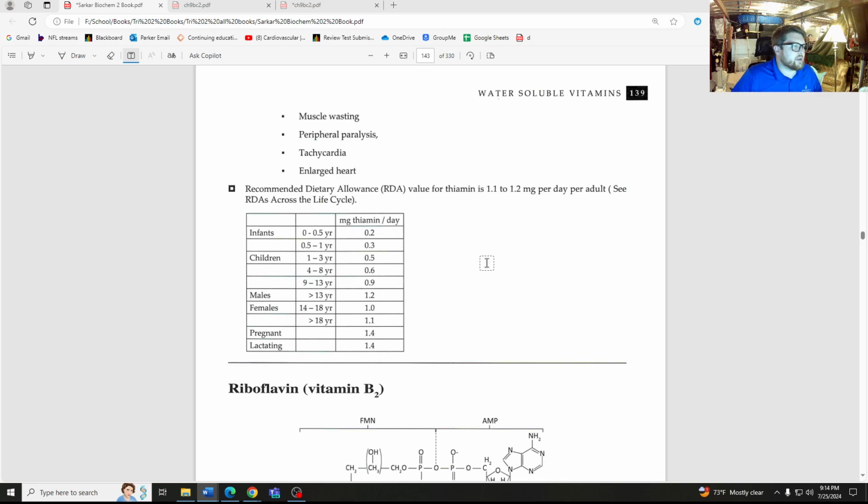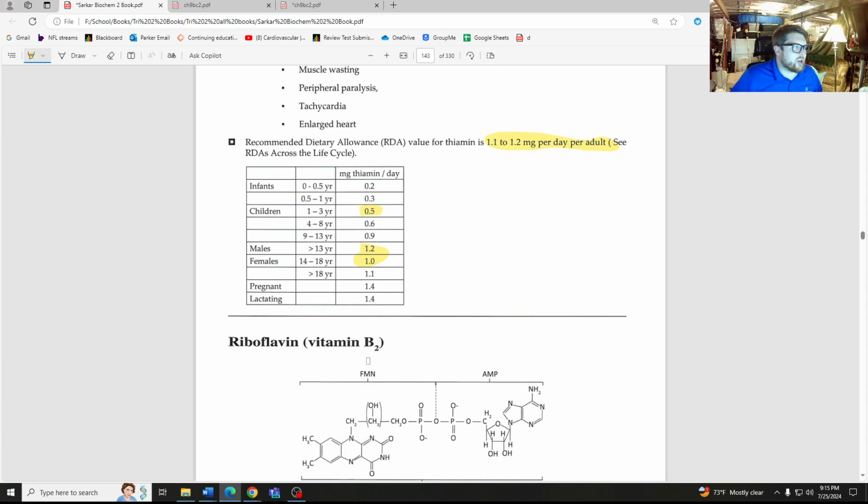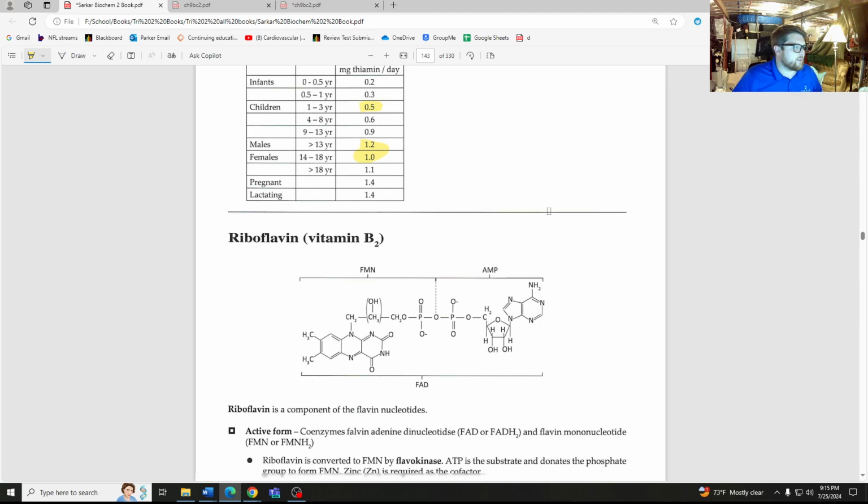The recommended dietary allowance, from what I recall, is not really tested on. Don't waste your time memorizing all of this. What I would say is give rough estimates. So kids, about a half; adults, around 1; if you're pregnant or lactating, a little bit more than that. So 1.1 to 1.2 milligrams per day per adult, so around 1. Don't try and memorize these whole charts, okay? It's not a good use of your time.